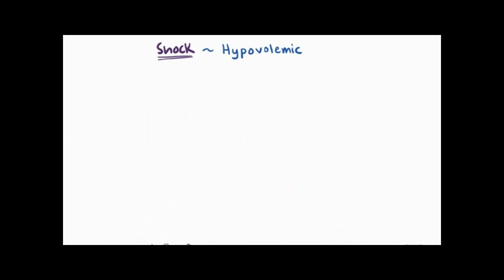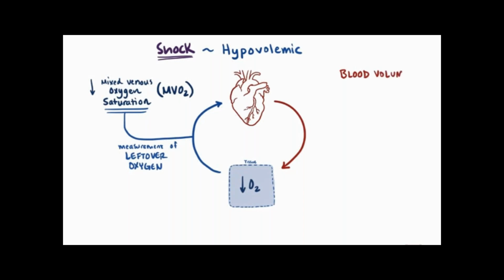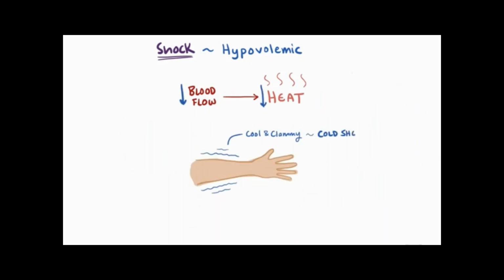A super important indicator of tissues not getting enough oxygen due to hypovolemia is a decreased mixed venous oxygen saturation, or MVO2. MVO2 is the amount of oxygen bound to hemoglobin in blood coming to the right side of the heart from the tissues. So it's like the amount of oxygen left over or not extracted and used by the tissues. So if blood volume's down, that means oxygen's down, and there's going to be less left over, right? So MVO2 will be down with hypovolemic shock. Since blood flow provides heat to the tissues as well, when it's down, the skin starts to feel cool and clammy, and so hypovolemic shock is considered a cold shock.